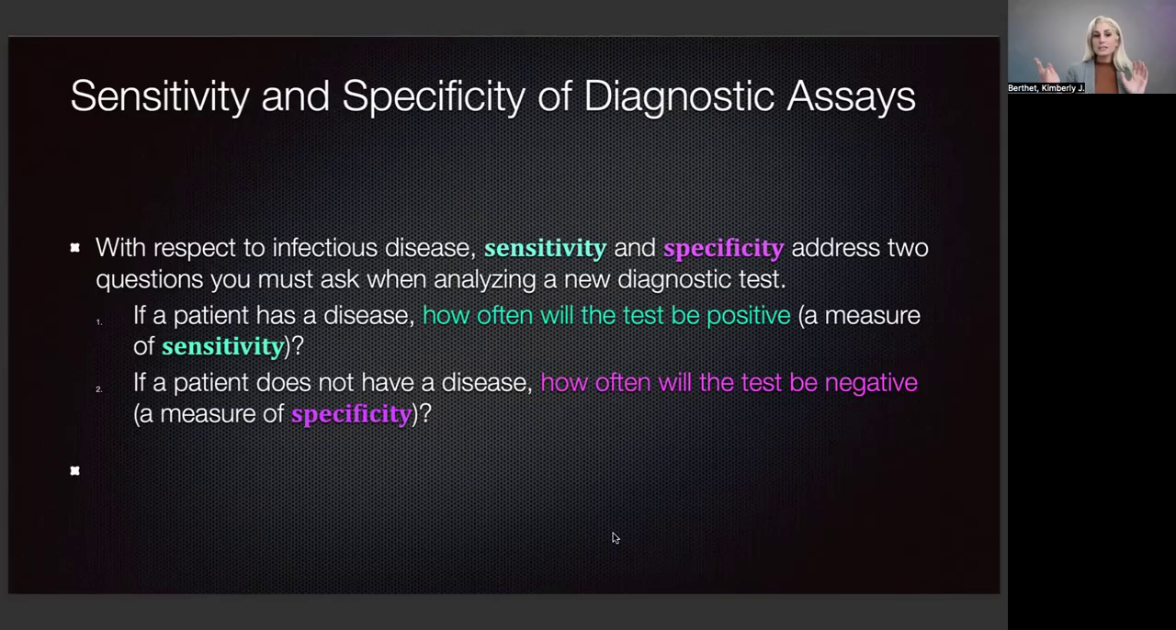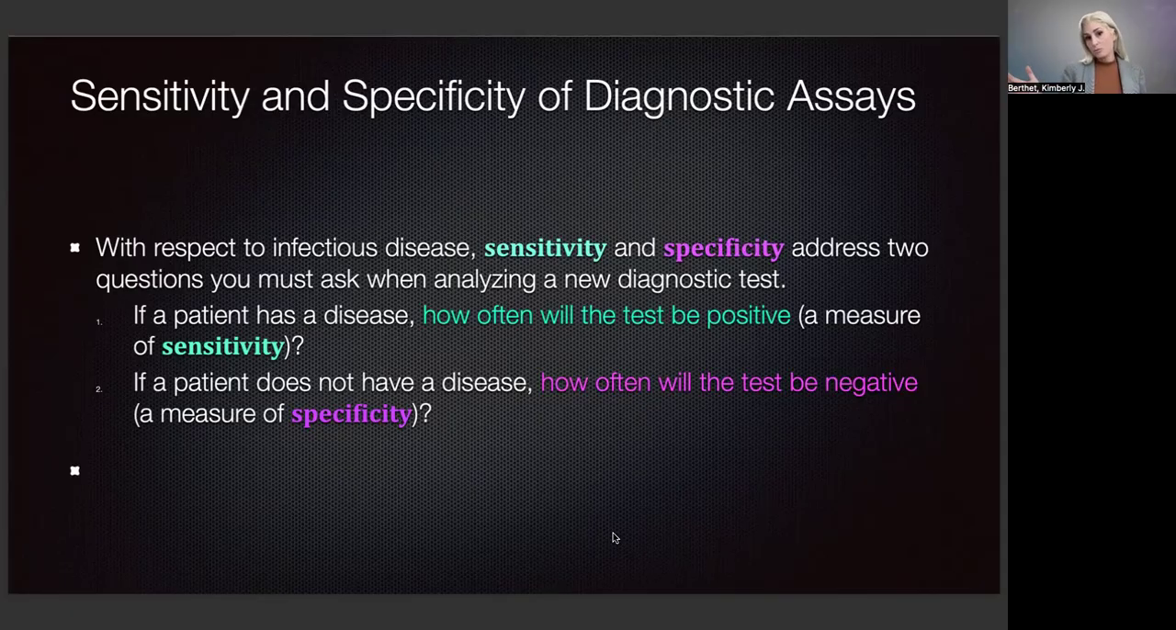So let's go ahead and look at sensitivity. You could ask yourself, if a patient has a disease, how often will this test be positive? So let's say you take a sample of 100 people and they have the disease. Maybe some people are on day 1, maybe some people are on day 10, maybe some people are on day 15. Well, with all of these people that do actually have an active infection, how sensitive is this test? How often is this test going to pick up?